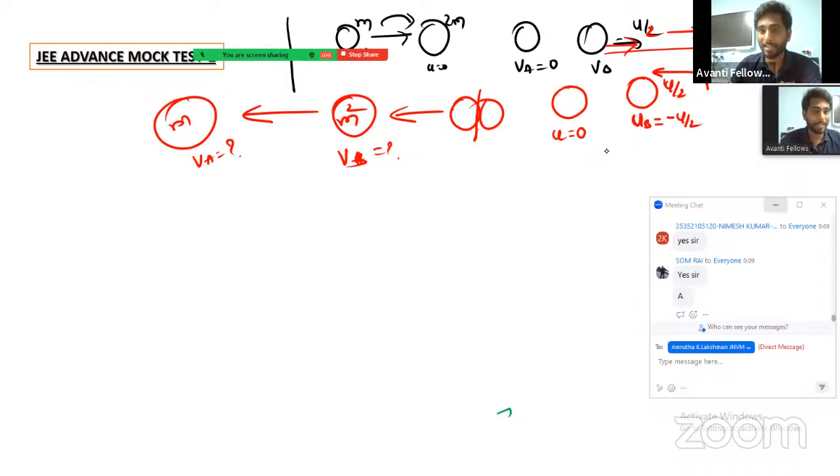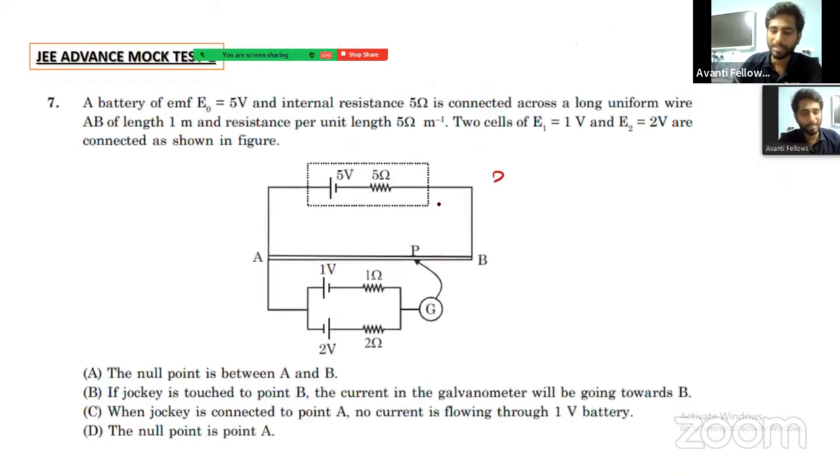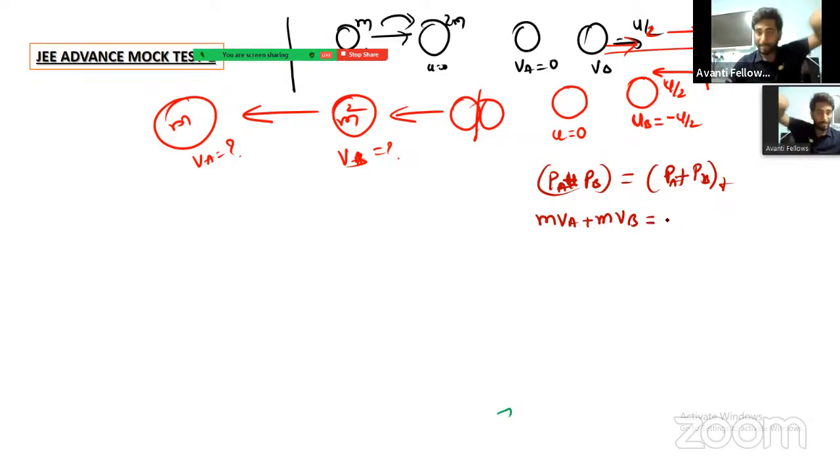Again we'll apply the conservation of momentum. Applying conservation of momentum here, what do you get? Initial momentum of a plus initial momentum of b is equal to final momentum of a plus final momentum of b. Initial momentum means mass into velocity of a plus mass into velocity of b. For the final, we need to calculate that one: mass into velocity of a plus 2m into velocity of b.